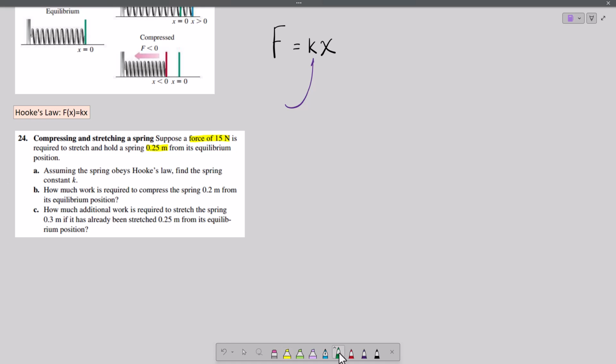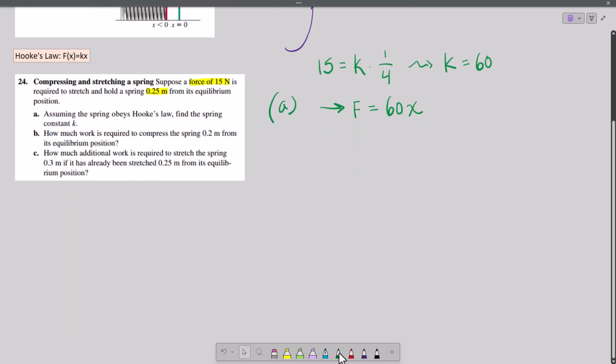They tell us a force of 15 newtons, so that's the left side. We don't know K, but they tell us the displacement is 1/4 of a meter. That tells us this spring constant is 60. So the force function for this spring is 60x. That is the force function. If you want to displace the spring over an interval, we're going to use that function. So this is part A, where we find the K value and build the spring function.